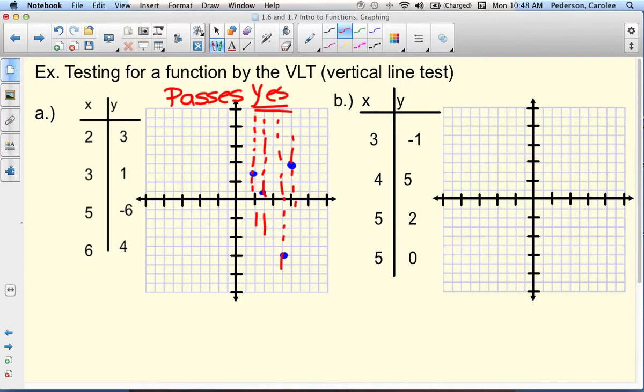We come over to this example, over 3, down 1, over 4, up 5, over 5, up 2, and then over 5, up 0. The problem is with these last two ordered pairs, these two ordered pairs touch twice, which is more than once. This fails the vertical line test, so it is not a function.